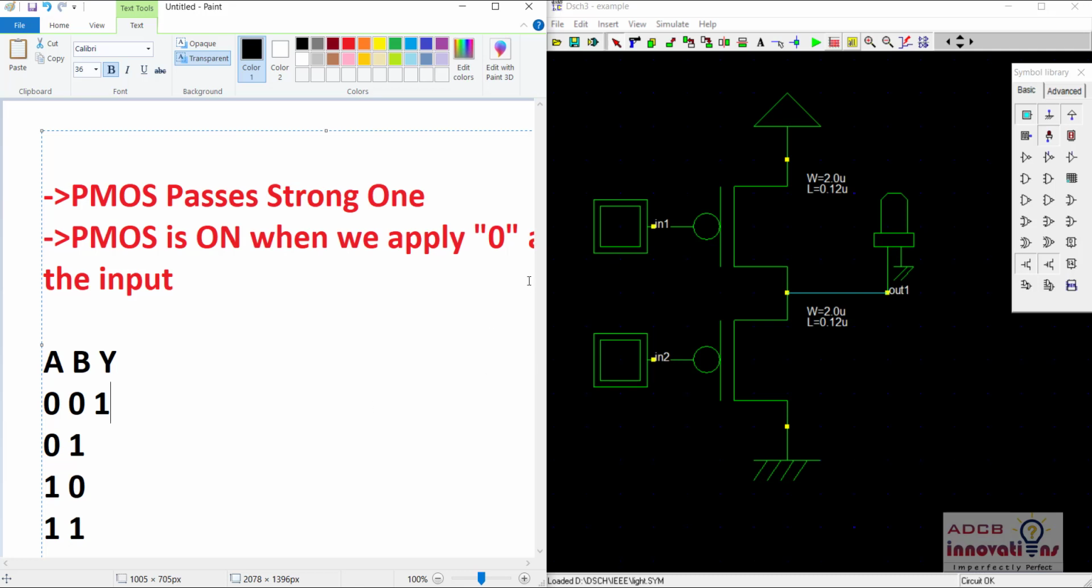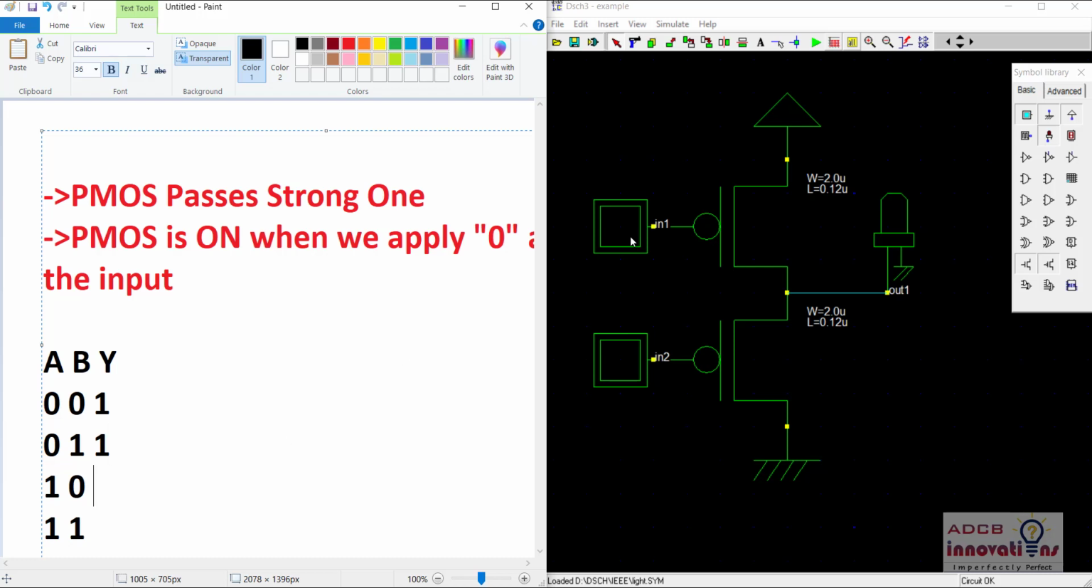All right, in the next case, when this is 0 and this is 1, when it is 0, this PMOS will be on, and when this is 1, this PMOS will be off. So PMOS will again pass the strong 1. When this logic is getting passed here, it will pass from this PMOS because this PMOS is on. So again in this case we are going to get 1 at the output.